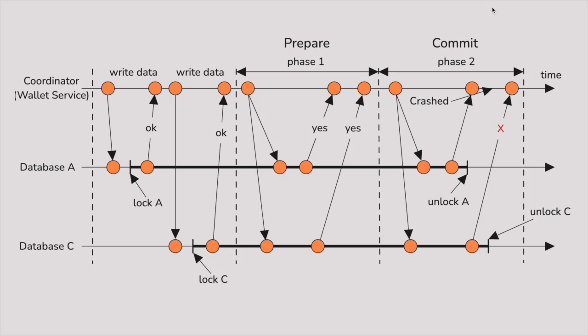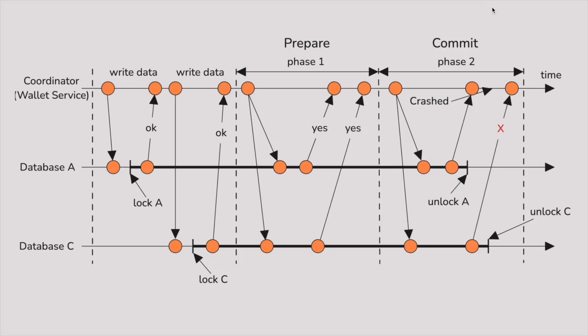Now we've identified two major issues with two-phase commit transactions. The first one is performance, because of the very long locks that span across multiple databases. And the second one is the single point of failure of the coordinator that coordinates the transaction.